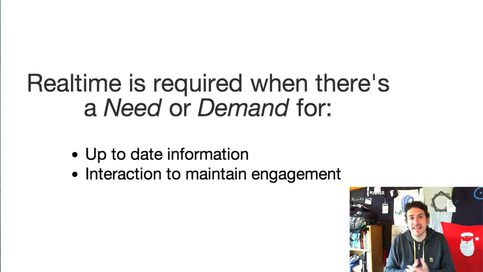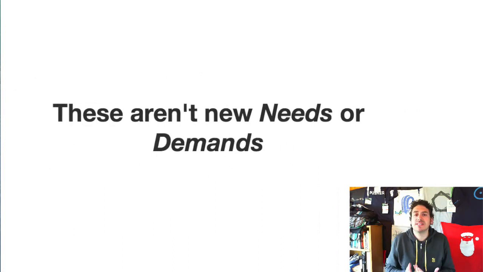So I think we can boil it down to saying that real time is required when there's a need or demand for two things: up-to-date information and some form of interaction to maintain engagement in that application. And I would say that these aren't new needs or demands. They're things that have been around for a while. As human beings, we like interaction and we like being in the know. We like to have the latest information, and we like to interact with people and with systems. Games are very interactive, and any sort of interactive experiences. As human beings, we like those.